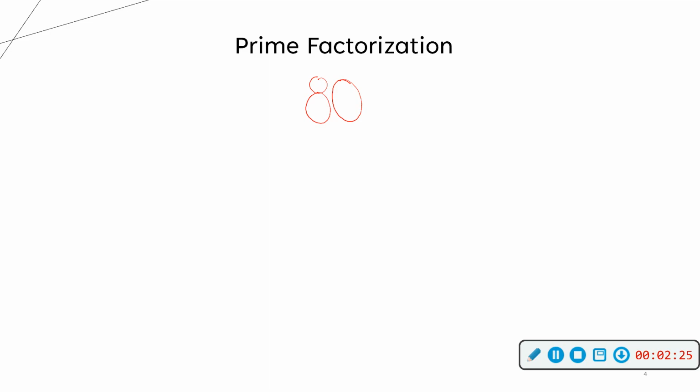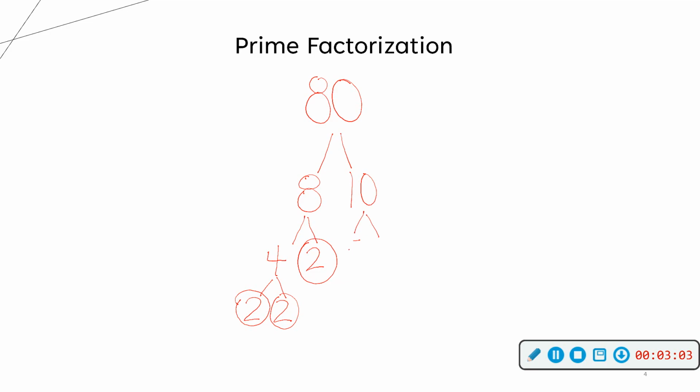Let's break down this number. I know that 8 times 10 will give me 80. Neither one of those is prime, so we're going to keep going. I know that 4 times 2 gives me 8. I can circle my 2 because it is considered a prime. Now I have to break down my 4 by going 2 times 2. Both of those are prime, so I'm going to circle them and then I'll move on. Let's go ahead and look at 10. What times what will give me 10? In this case, I can go 5 times 2. Since both of those are prime, I'm done.